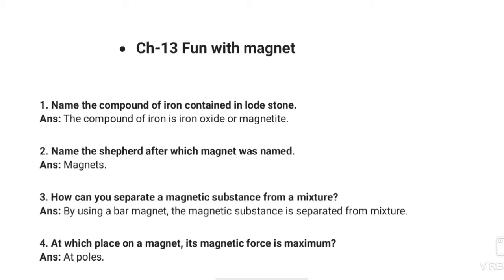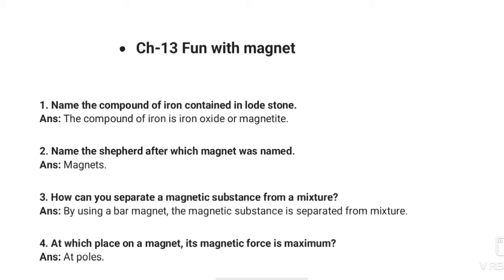First question, name the compound of iron contained in lodestone. It means, students, the first material that contains a magnet, we call it a magnetic material. So the compound of iron is iron oxide, or magnetite.